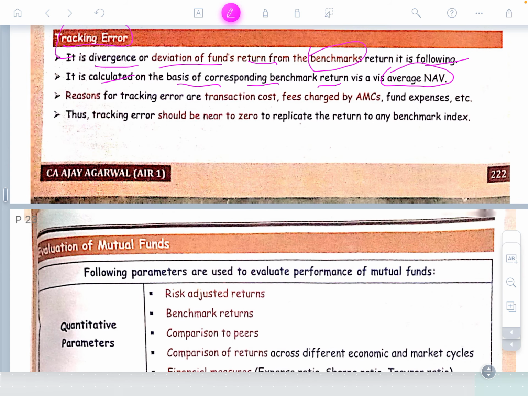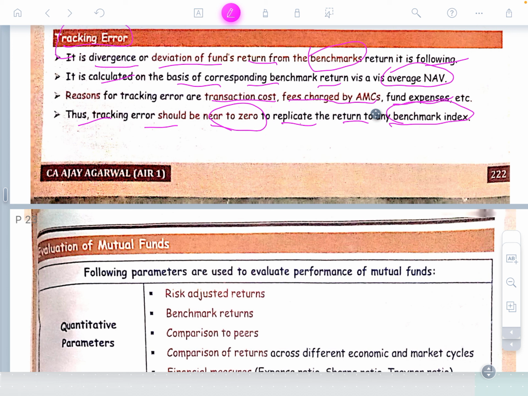Reasons for tracking error are transaction cost, fees charged by the AMC, and fund expenses. The transaction cost, whatever is happening, may increase the fee. The AMC's annual maintenance charges may increase, decrease or deviate, or the fund expenses, what is happening to maintain the funds, may cause some deviation, and that causes tracking error. The tracking error should be near zero to replicate the return of any benchmark index.